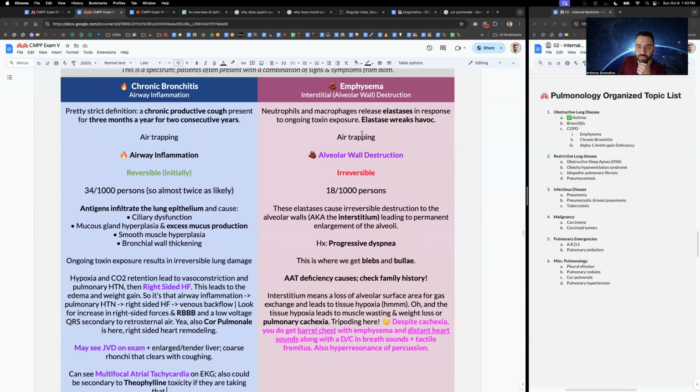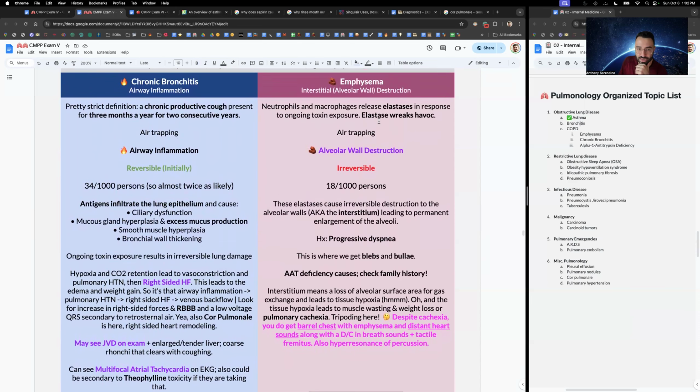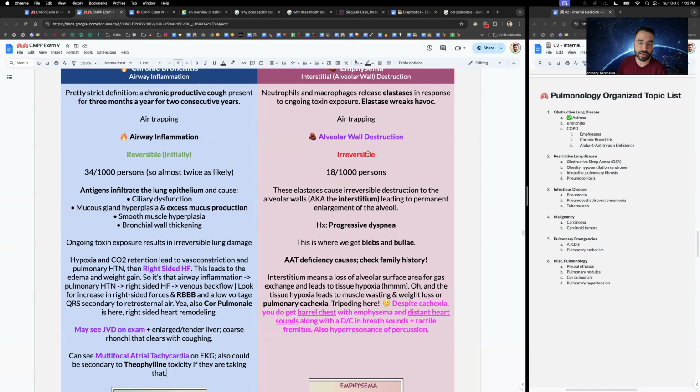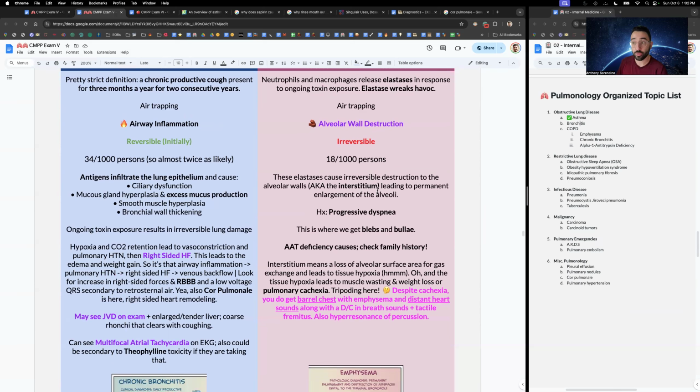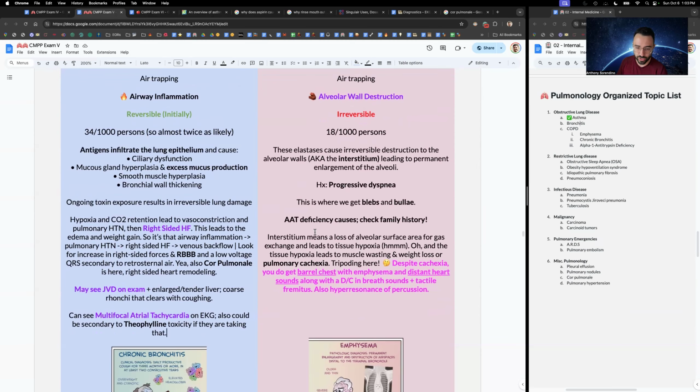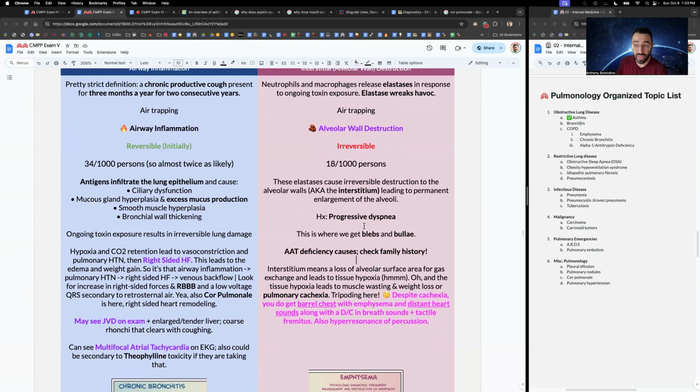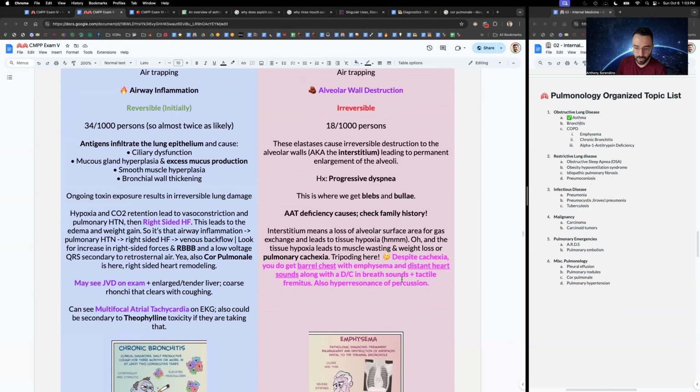Now, on this side, emphysema, the pathology is all about elastase. Neutrophils and macrophages are going to release elastase in response to ongoing toxic exposure. You're going to have that alveolar wall destruction. With wall destruction, that sounds pretty irreversible, and it actually is. When you talk about alpha-1 antitrypsin deficiency, which is in here under COPD, you are going to get more of the emphysema side of COPD.